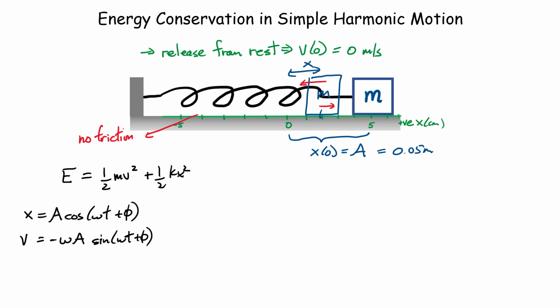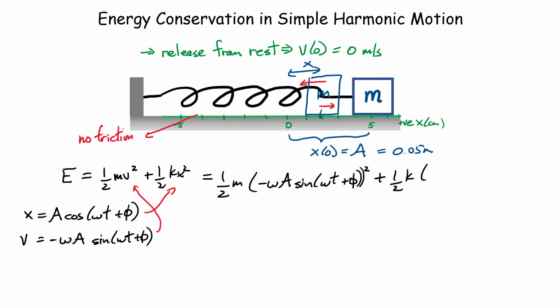Now you can simply substitute my expressions here. I have x that goes in here, and I have v that goes over here. So let's write the total energy. You get 1/2 m, and the speed I write as this term squared, so it's minus omega a sine of omega t plus phi, squared. Now plus 1/2 k, and now you have to square the x value, a cos of omega t plus phi. And don't forget to square it.